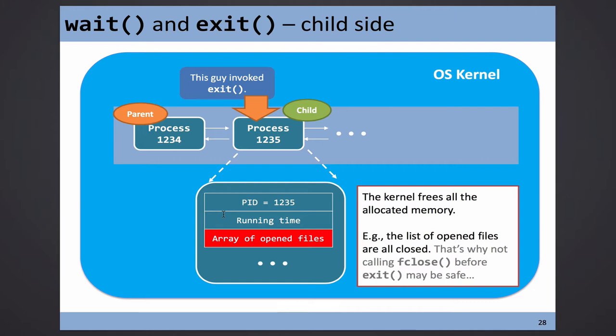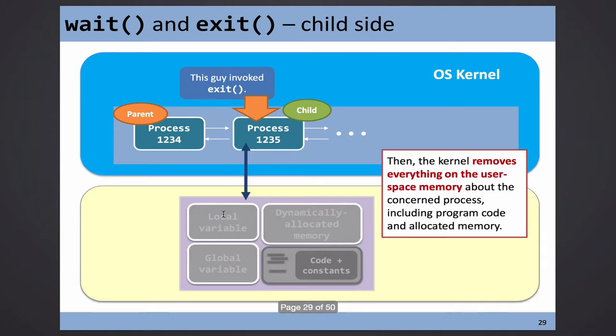So this is the array of open files. Now this array of open files, the kernel will automatically do the housekeeping for you. Then what's next? Next is about memory. Memory deallocation. All memory will be deallocated. You malloc 10 gigabytes of it, all gone. Global variables, all gone, because you don't need them. And when it's all gone, it becomes free memory, and other processes can use it now. Easy.